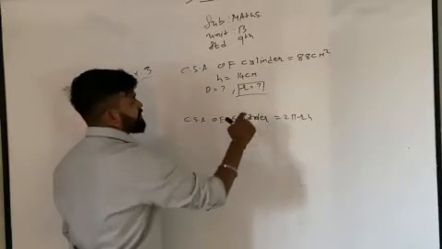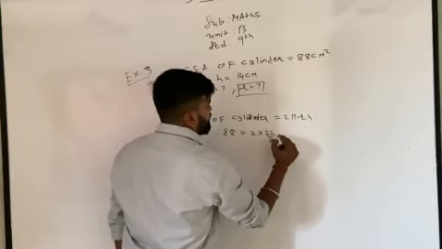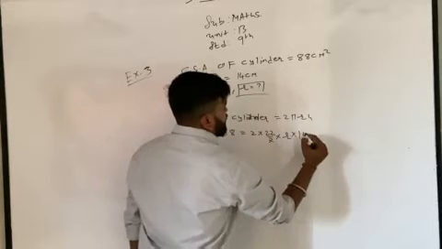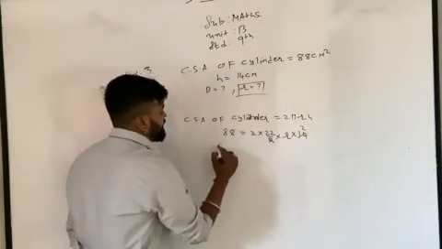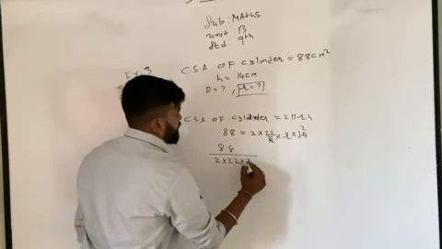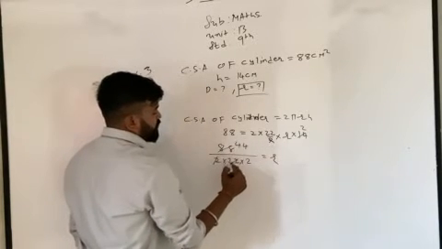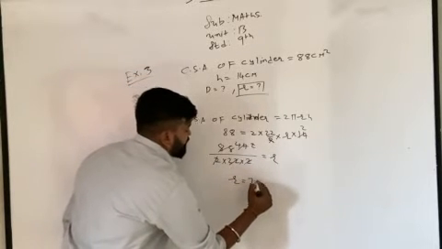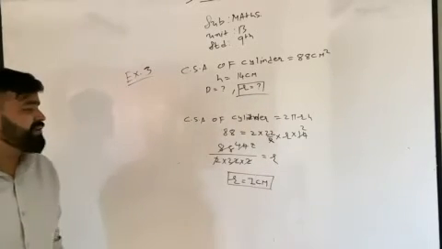We have the CSA of the cylinder, that is 88, and that is equal to 2 multiplied by 22 by 7, multiplied by R, multiplied by the value of H, 14. So here 7 ones are 7, 2s are 14. Whatever the remaining is, take on the left hand side. This will become 88 divided by 2 multiplied by 22 multiplied by 2, and that is equal to R. 2 ones are 44, 22 twos are 44, so it gets cancelled. So the value of R will be 1 centimeter.